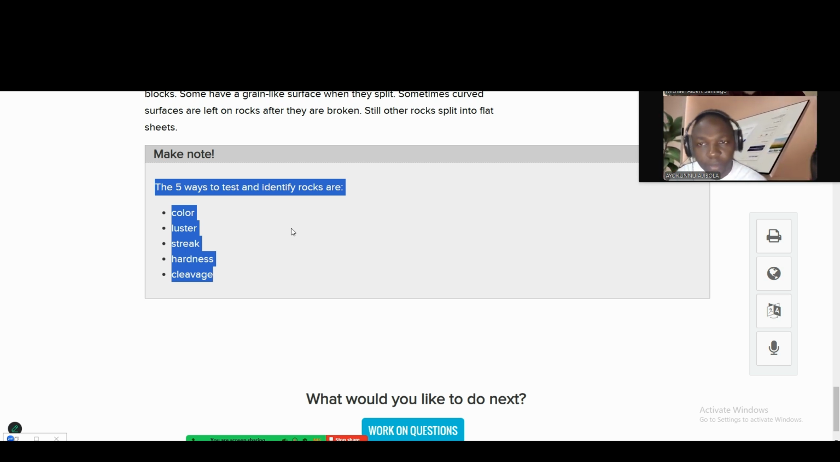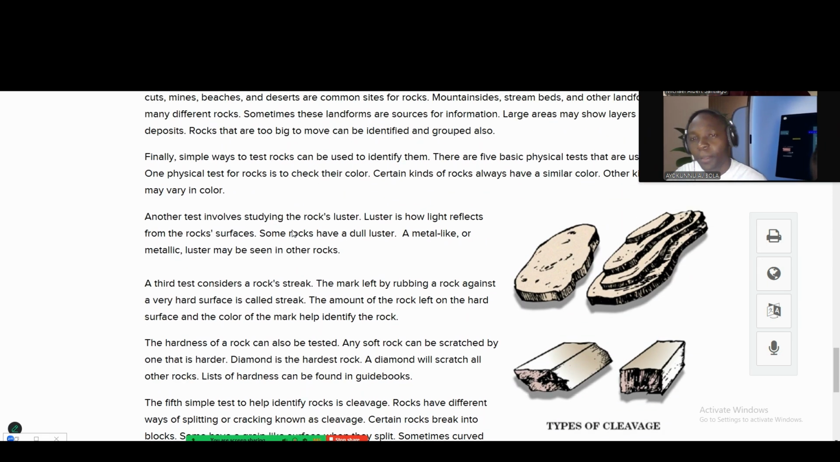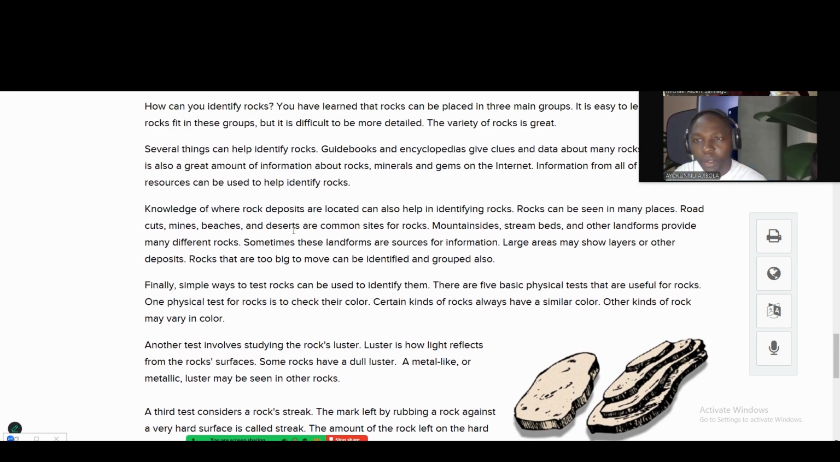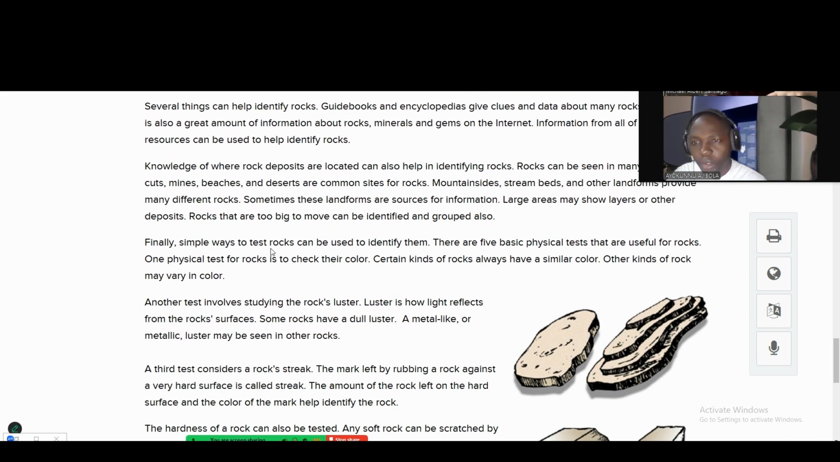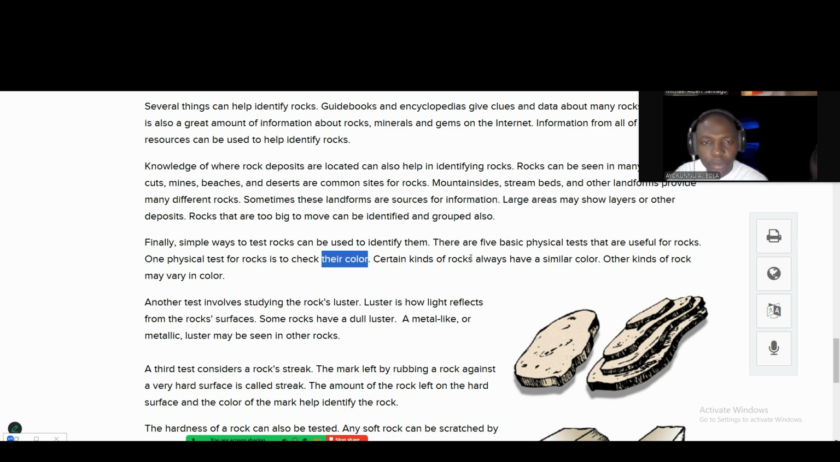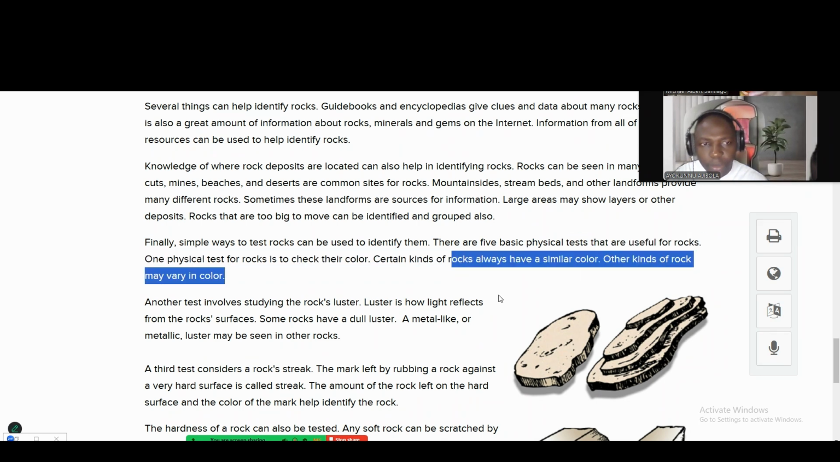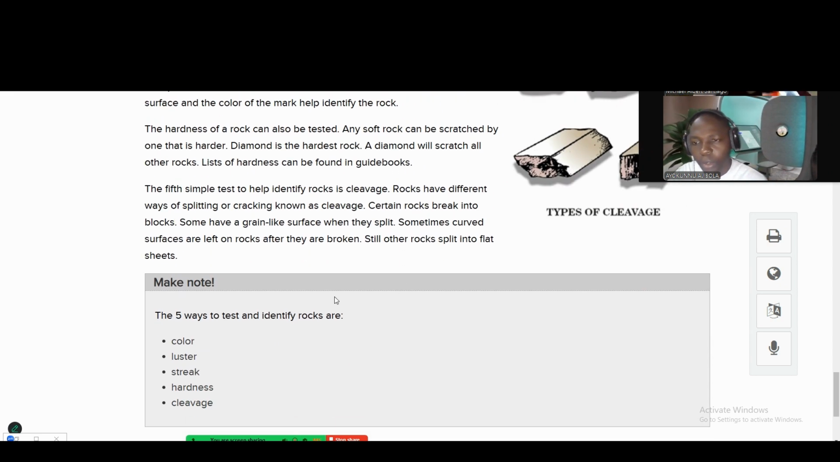Okay, find the five ways to test and identify rocks. Color, luster, streak, hardness, cleavage. So what can you say about color? There are five basic ways. One physical test for rock is to check their color. Certain rocks have similar color while others will vary in color. That's about color. What can you say about luster?